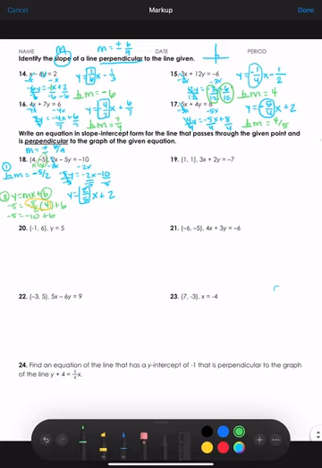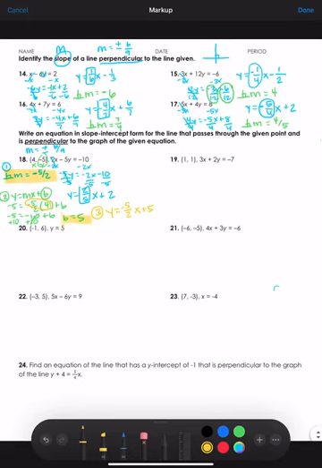To get b by itself, I'm going to add 10 to both sides. So I get b equals negative 5 plus 10, which gives me a positive 5. So I have my slope, I have my intercept. Now it's time to plug those into my new equation, which will be step 3. Y equals m is negative 5 over 2, x plus 5. So that's quite a bit of work, but it's the same steps we've been following.